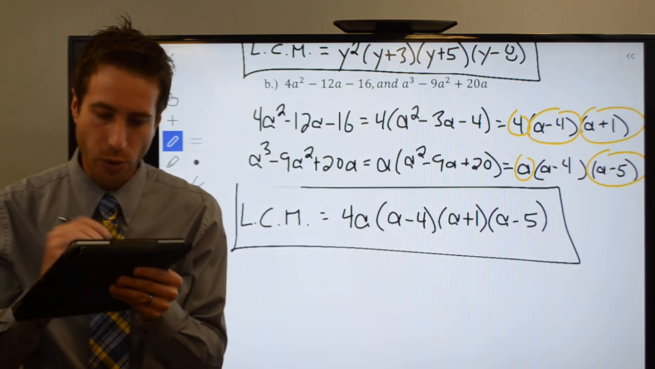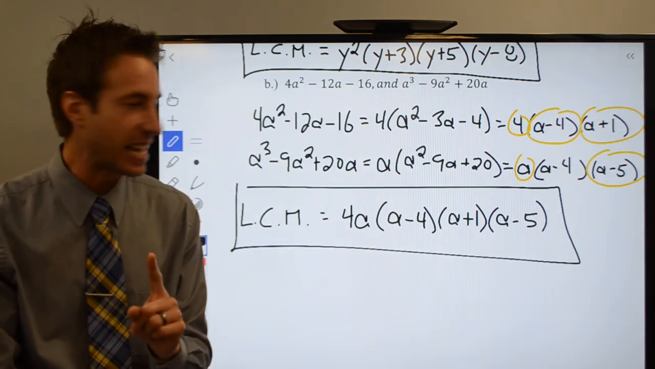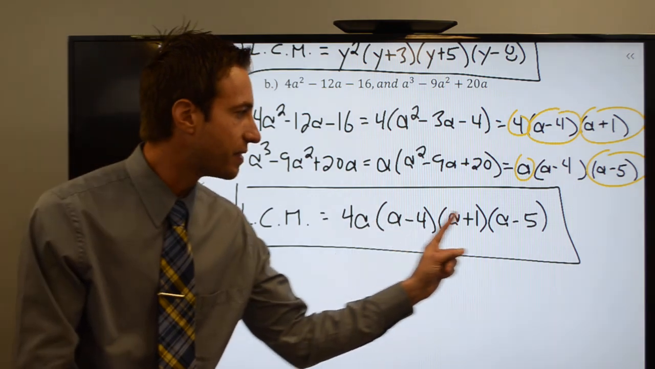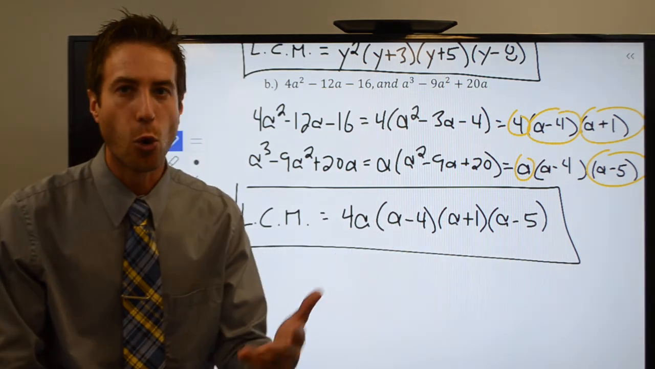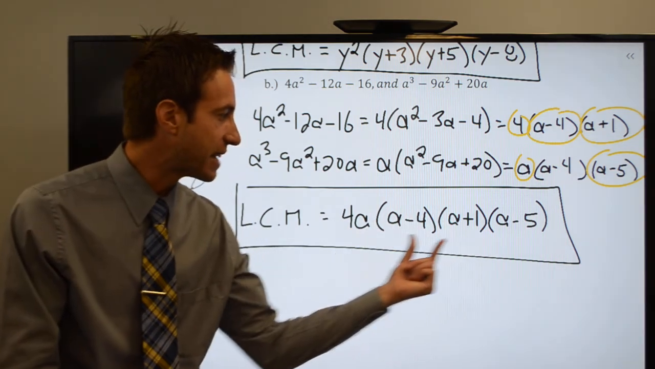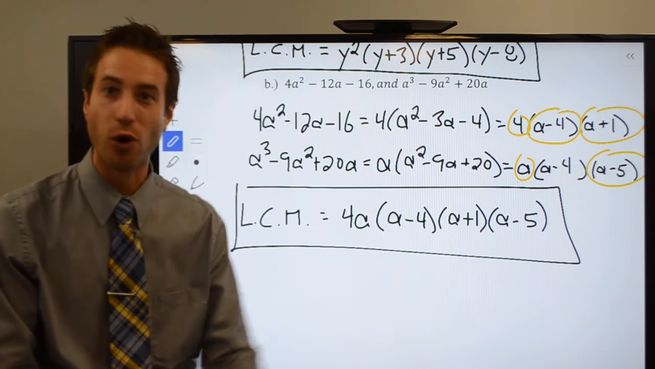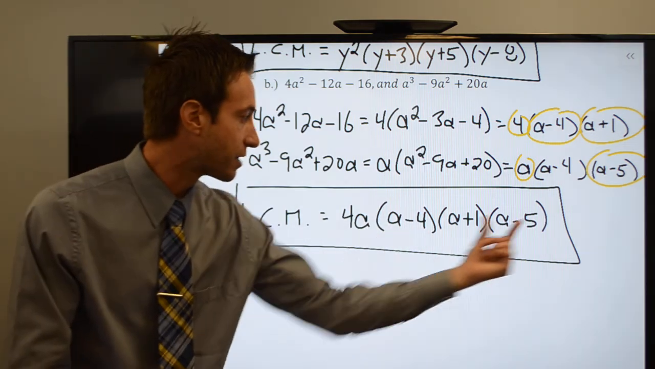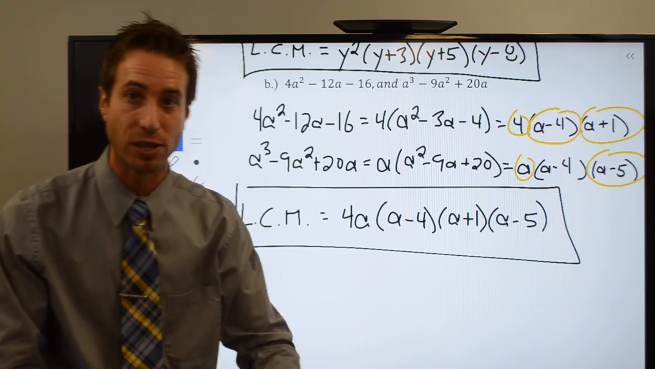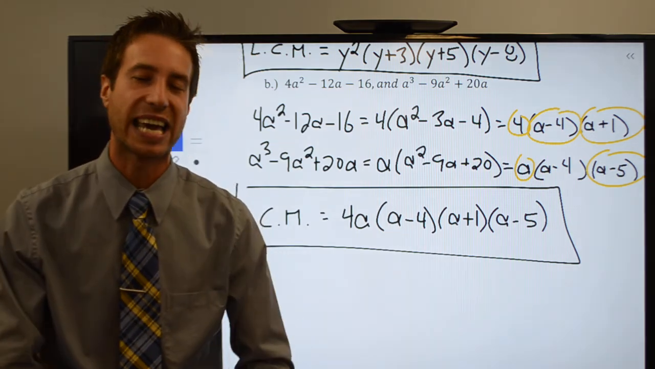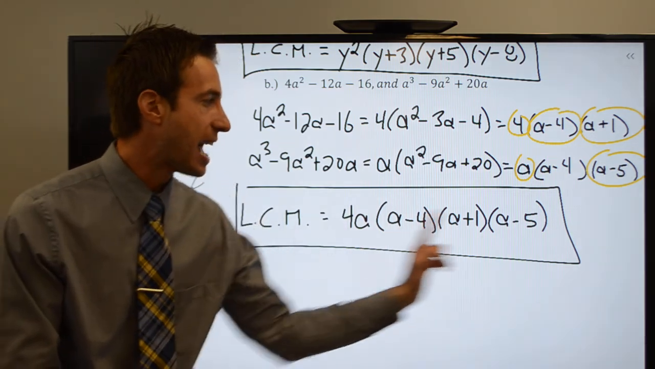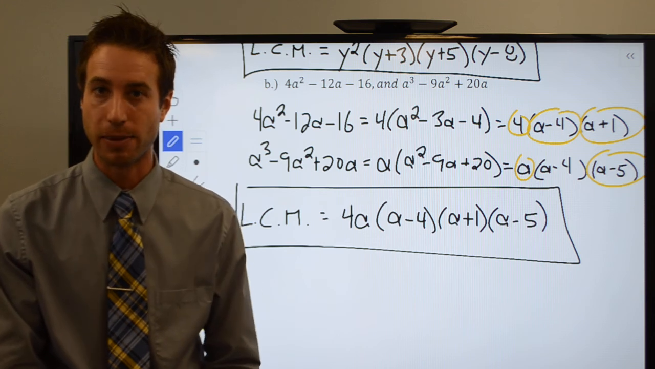One quick note about these LCMs, and it's this. Notice all of these guys are multiplied together. Order doesn't matter. If you have the a plus 1 first, or if you prefer to put them in order, a minus 5, a minus 4, then the a plus 1. Whatever, it's multiplication. Order doesn't matter as long as you can get that least common multiple.